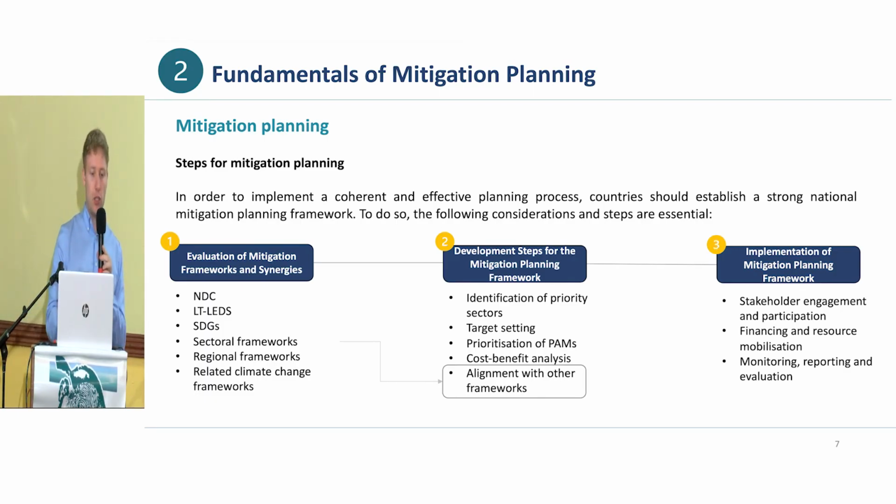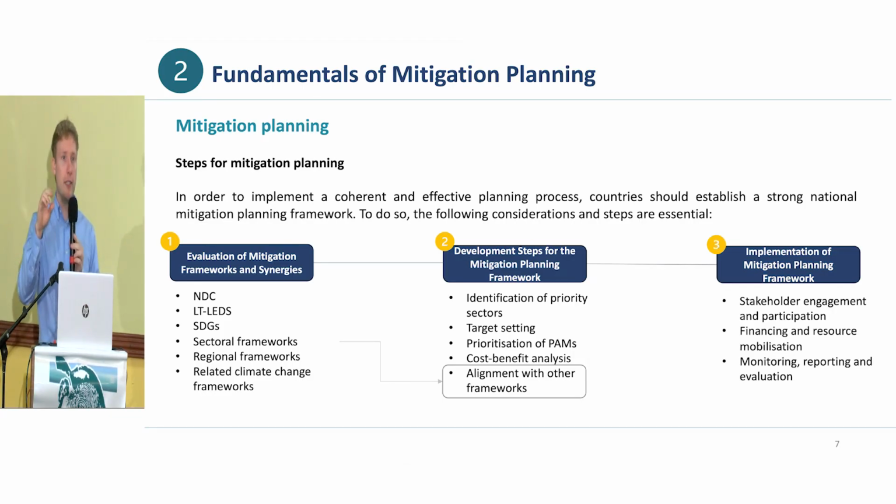But there are other frameworks and synergies which need to be considered, of course, because NDCs are not implemented and are not devised in isolation. So we have long-term, low emission development strategies with net zero targets. Many countries, for example, set them up to reach net zero by 2050 or later, or even earlier. We saw the SDGs in the previous presentation, no? Which already gives us an idea of how it intersects with other development goals.